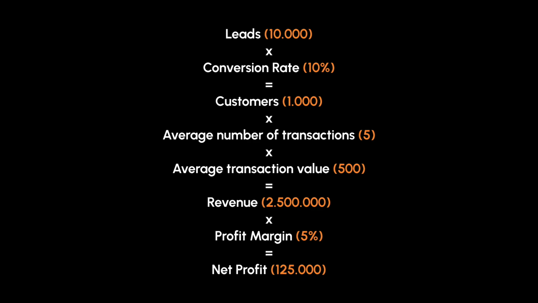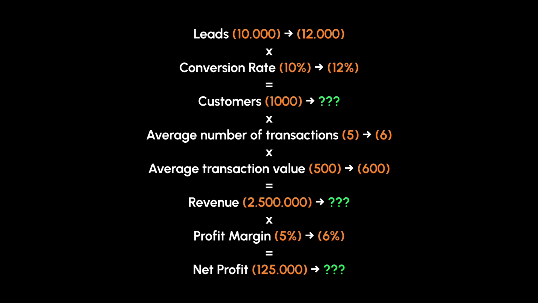Let's say we have 10,000 leads in a year for your business and you have a 10% conversion rate. This will equal 1,000 customers. If those 1,000 customers make an average of 5 purchases per year and each purchase is worth 500, regardless if this is dollars, euros, whatever, you have a yearly revenue of 2.5 million. Let's say you have a 5% profit margin. If you're doing services, this is a small percentage, but if you're in retail, this is a very good percent. So let's go with 5. This will net us a profit of 125,000.